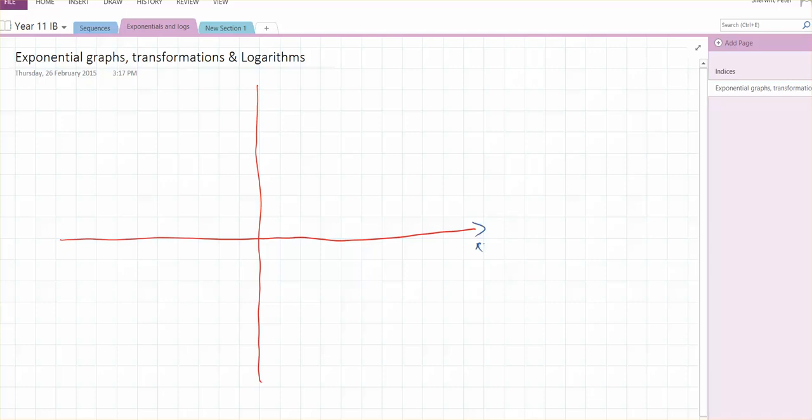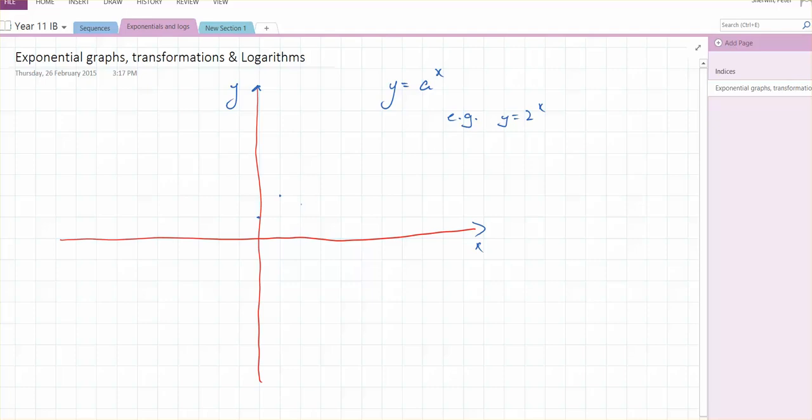Now, an exponential curve is a curve of the form y equals a to the power of x, where a is a constant. If we have a being a positive number, our first example might be y equals 2 to the power of x. Let's look at some key points. When x is 0, y is equal to 2 to the 0, which is 1, so that would be there. When x is 1, y is 2 to the power of 1, which is 2.